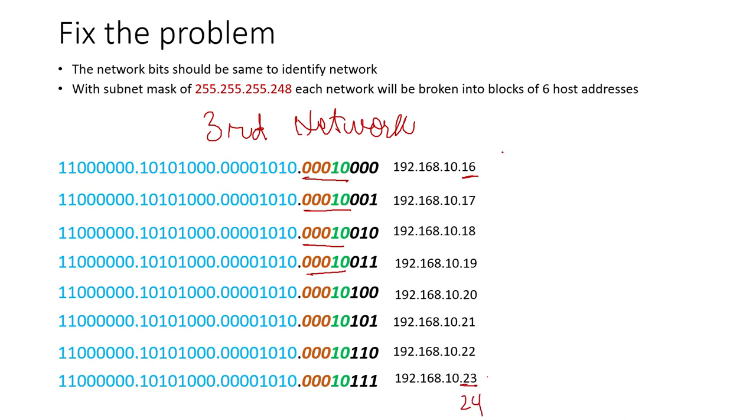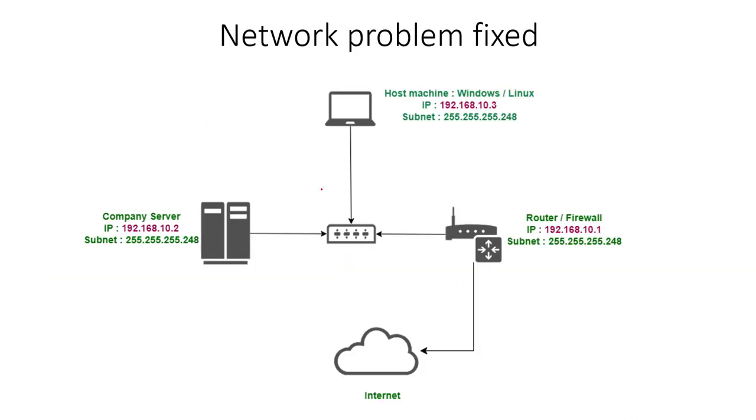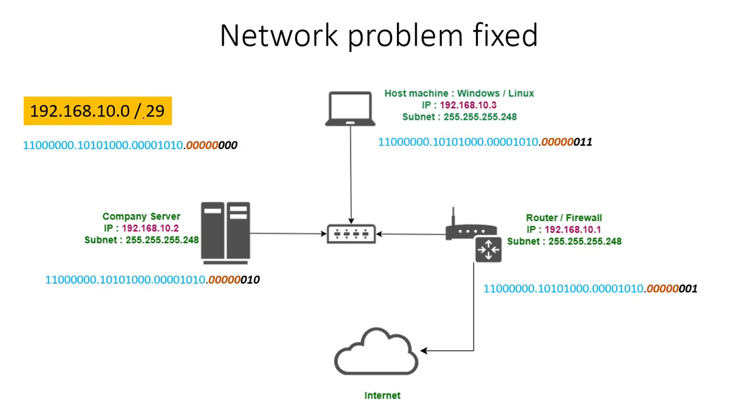Now to fix our network problem, we will have to reconfigure our network. Now we have fixed the problem. And how did we fix the problem? We have the same binary representation in this network. Now this is our network IP, which is 0. And this is the binary representation. So the network IP is all 0.